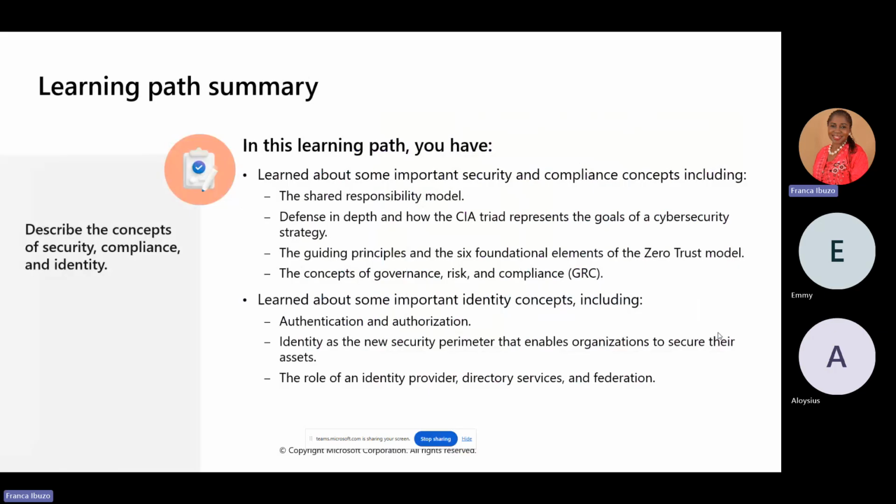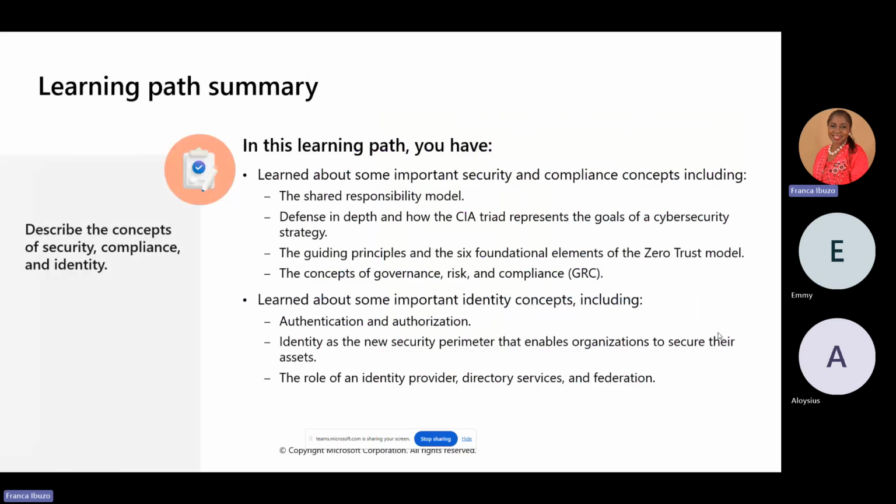Describe the concepts of security, compliance, and identity. In this learning path, we have learned about some important security and compliance concepts, including the shared responsibility model, defense in depth, and how the CIA triad represents the goals of a cybersecurity strategy.